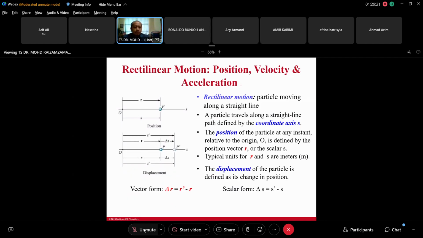And class, if you move, look at the second figure here. If you move from P to P prime, we call that the displacement. So how do you get this delta S? You can simply take S prime minus S, and that gives you delta S. That's in scalar form. How to get delta R? Simply R prime minus R. That's in vector form. So normally for vectors, we use the symbol R. For scalars, you can use S, X, or Y to describe the position, right? That's the idea.